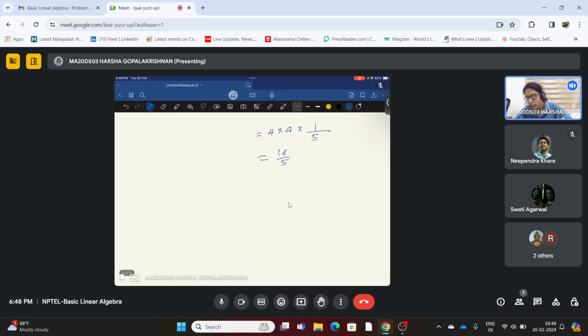True or false, I already mentioned this, I think. If the determinant of A equals the determinant of B, then A equals B. Is that true? No, false. I have already mentioned one example also, so we will leave this now.